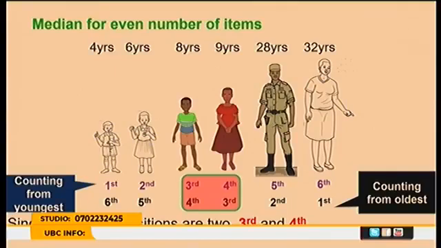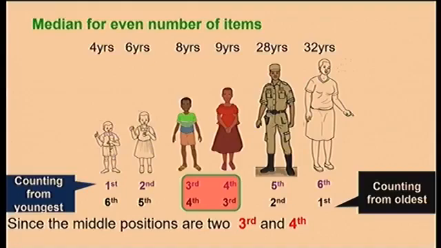So, what do we realize here? We realize that the third and the fourth are tying from either side. So we have the third and the fourth positions as our middle positions. So how do we determine the median using those two middle positions? We have the third and the fourth.